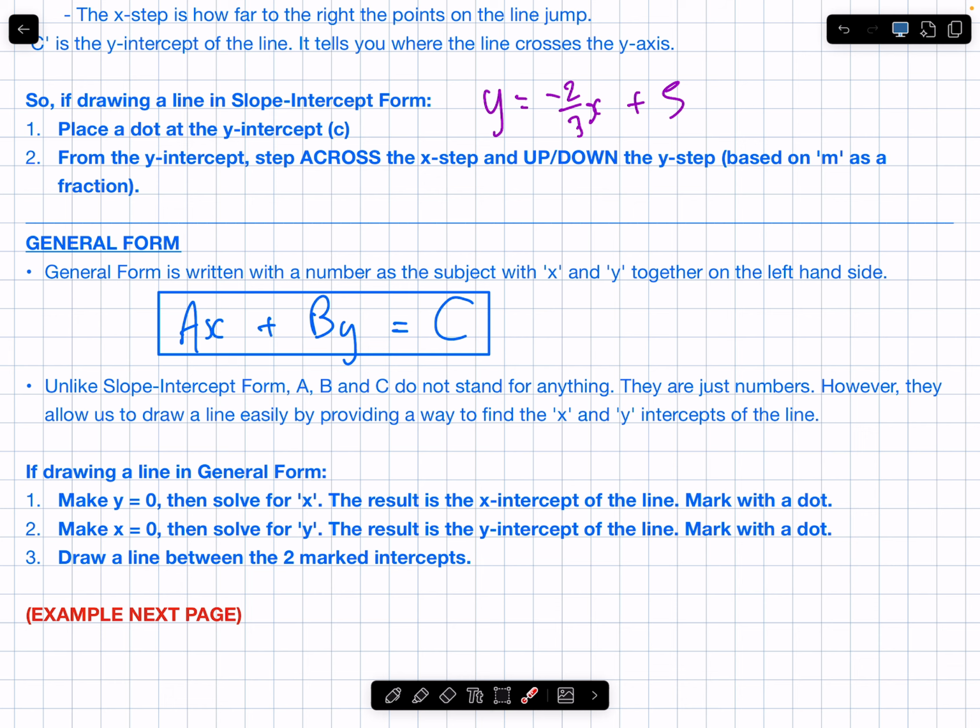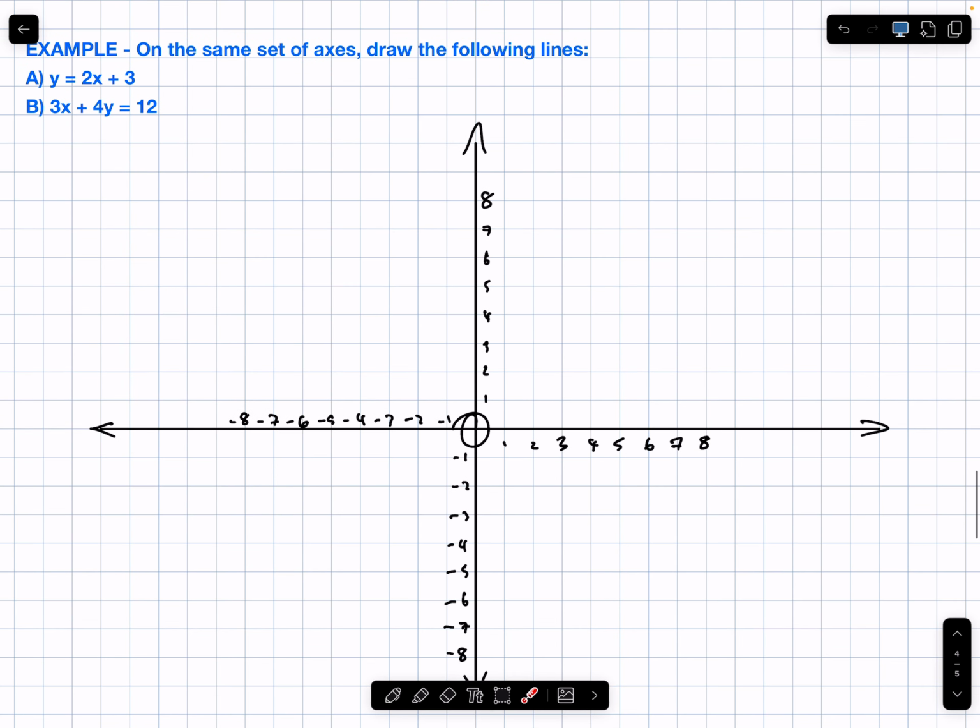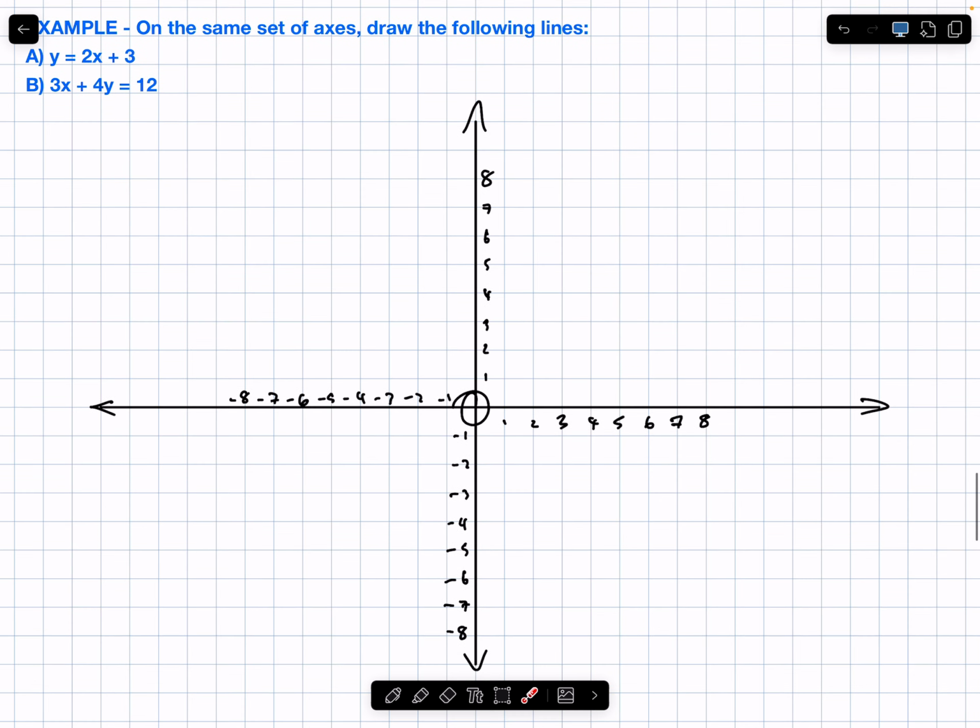All right, let's have a look. I've got a set of axes here. On the same set of axes, draw the following lines. y = 2x + 3. What form is that in? Slope-intercept or general form? Slope-intercept.